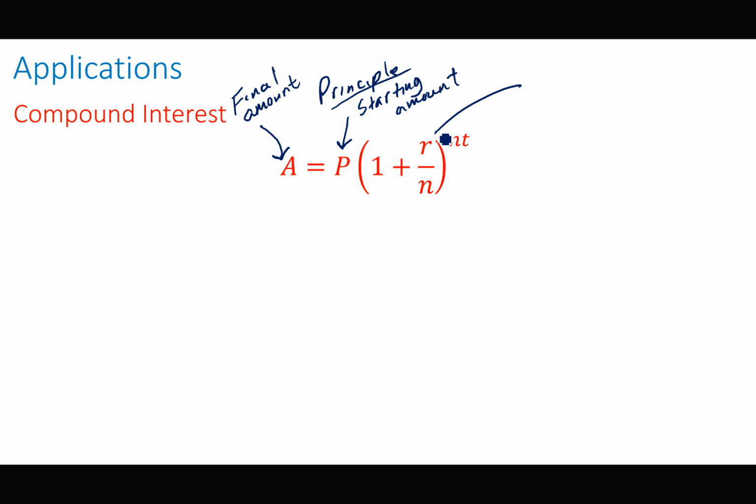What does this R represent? The rate, and it's the rate as a decimal. Right? So if they tell you 5%, you're actually going to put in here for your R 0.05. So always take your percentages and write them as decimals.